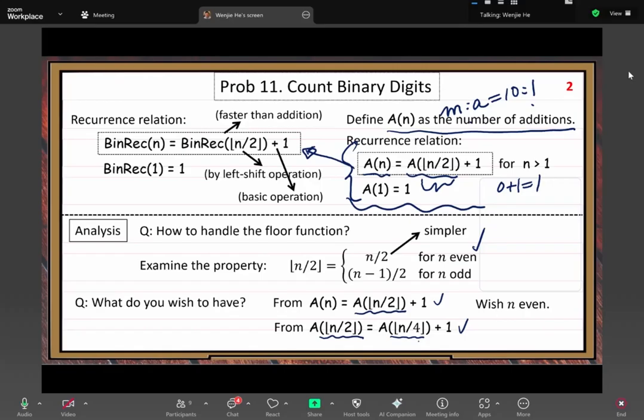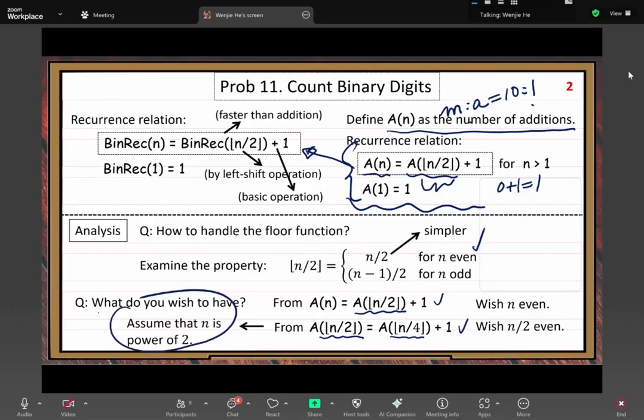Let n be a power of 2. How about that? We assume that n is a power of 2. Then all floor functions are gone. So we are allowed to do that, because our strategy is to work on the simplest case first. We treat that as the simplest case. The power of 2 case, that's the simplest case. So now we assume n is a power of 2.